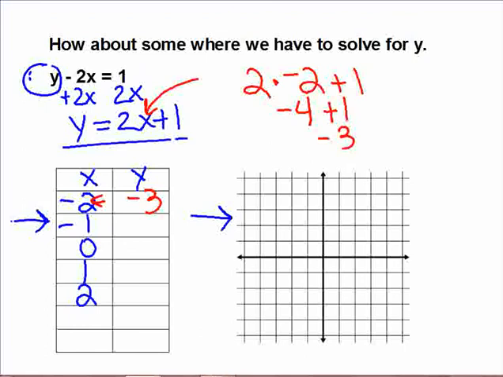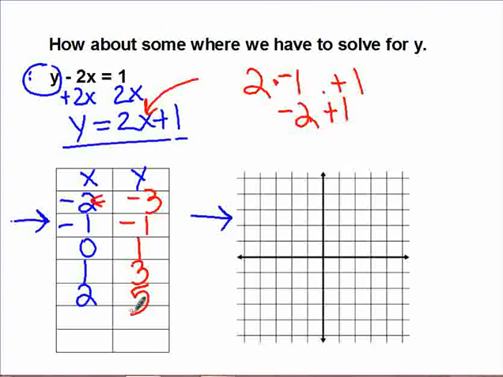Well, now we've got to try the same thing again, but instead of negative 2, it's now just negative 1. 2 times negative 1 is negative 2. Negative 2 plus 1 is negative 1. And as I continue, 2 times 0 is 0, 0 plus 1 is 1, 2 times 1 is 2 plus 1 is 3, 2 times 2 is 4 plus 1 is 5.